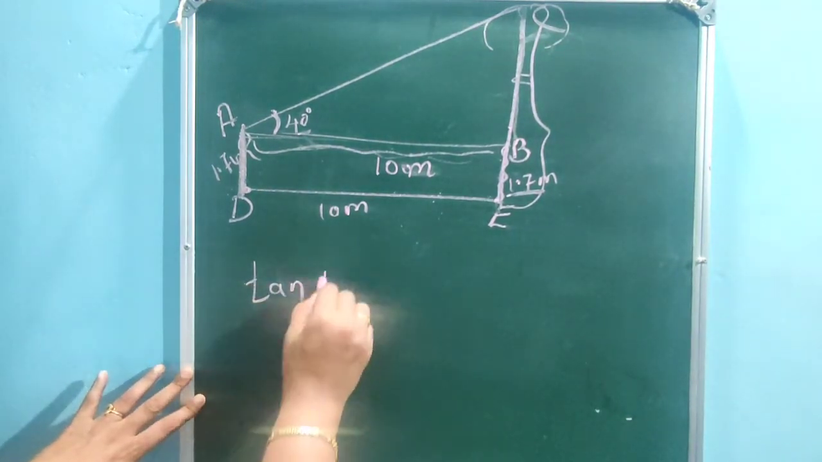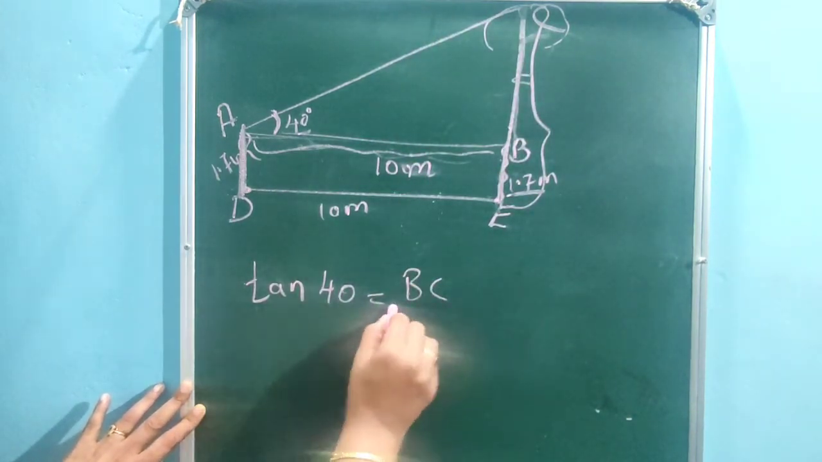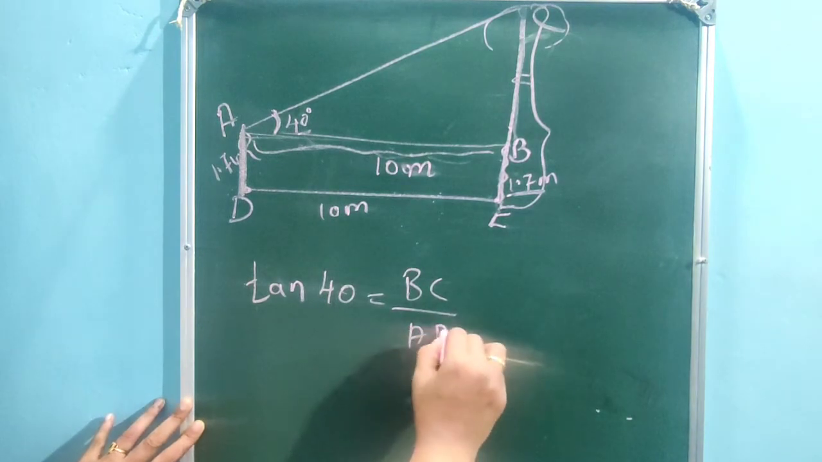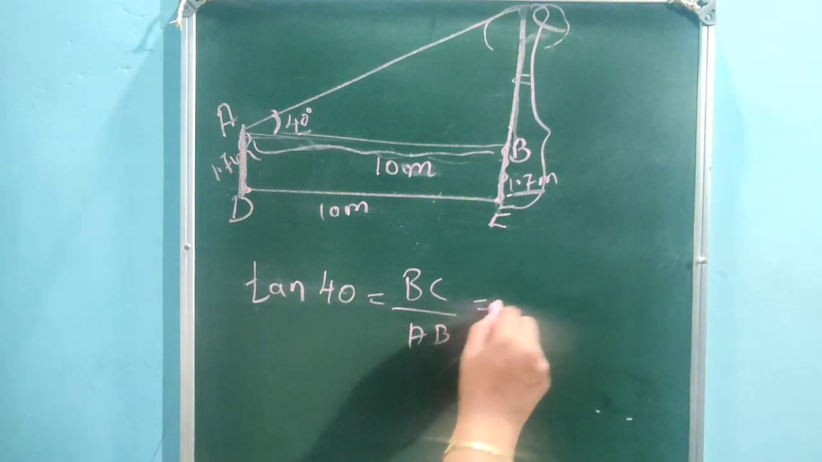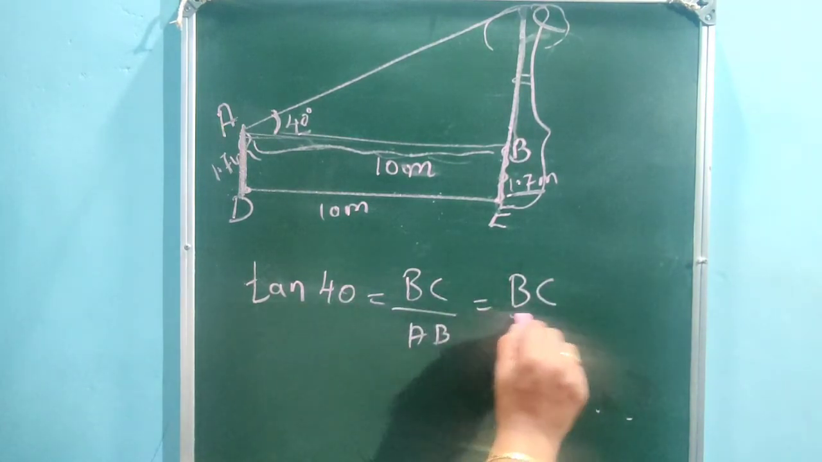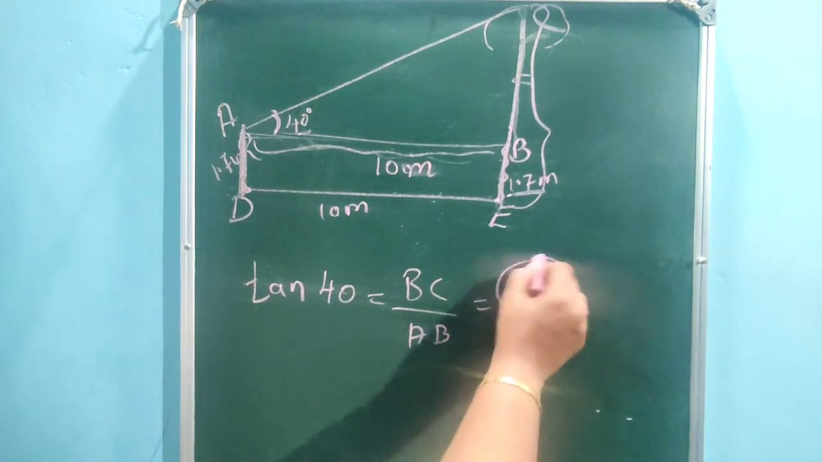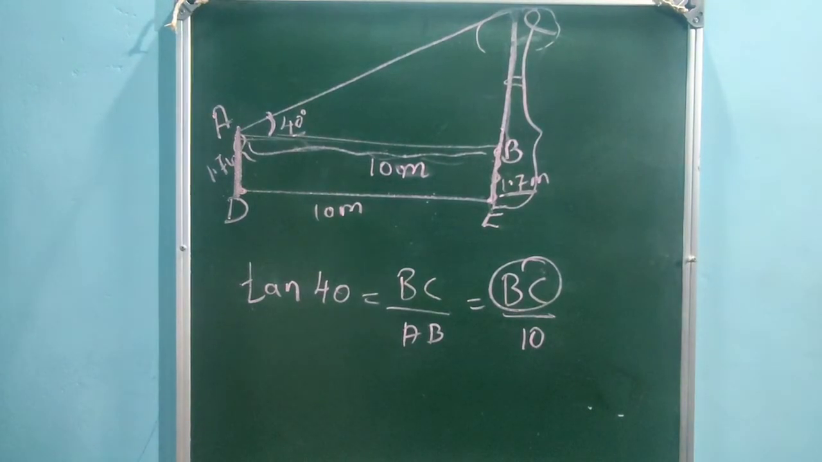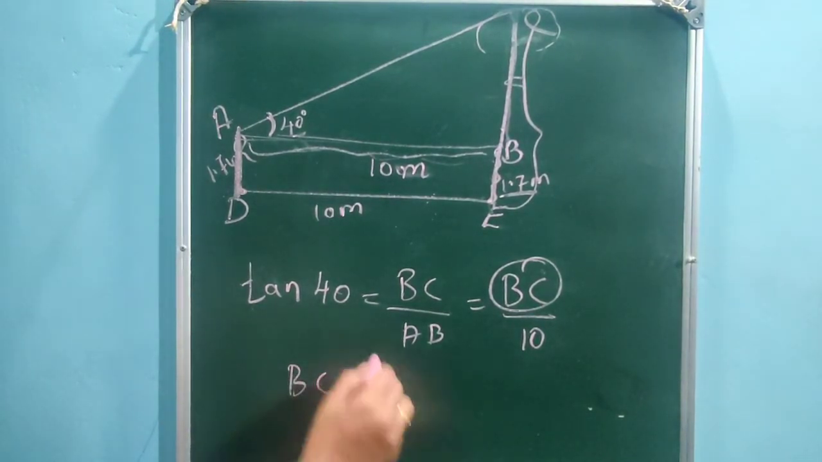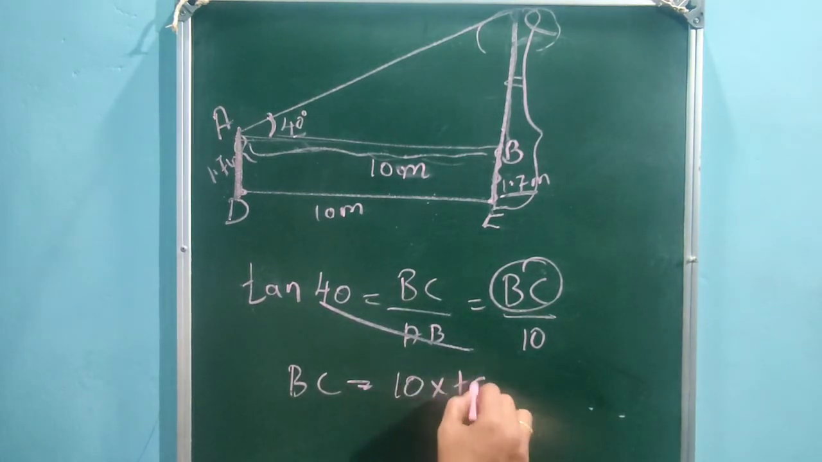So what is tan 40? Tan 40 is equal to the opposite side, that is BC, by the adjacent side, that is AB. Here the opposite side is BC and the adjacent side is equal to 10. Then what is BC? BC is equal to 10 into tan 40. Just cross multiply tan 40 and 10.